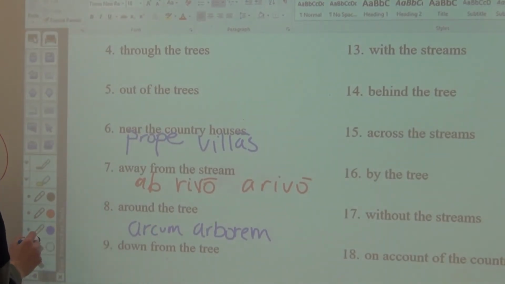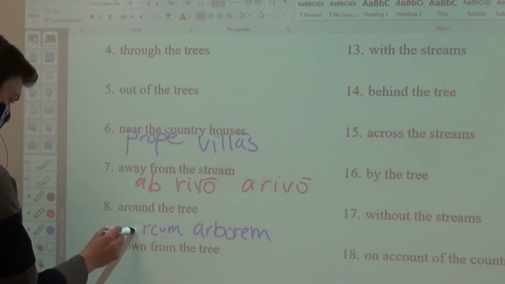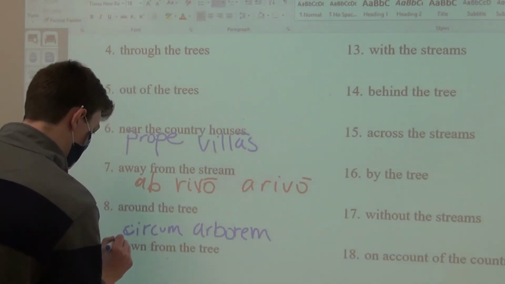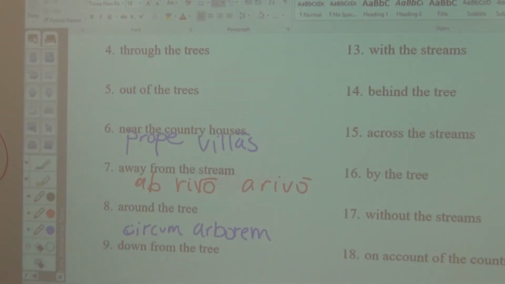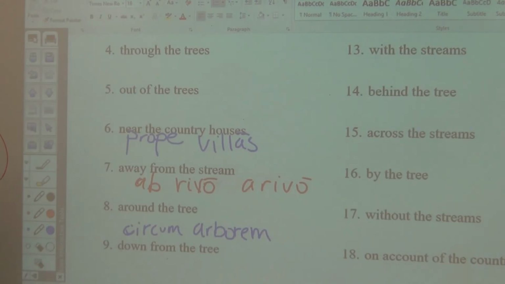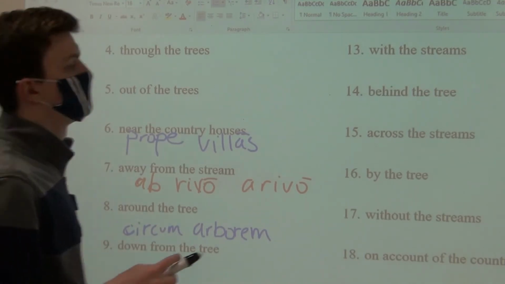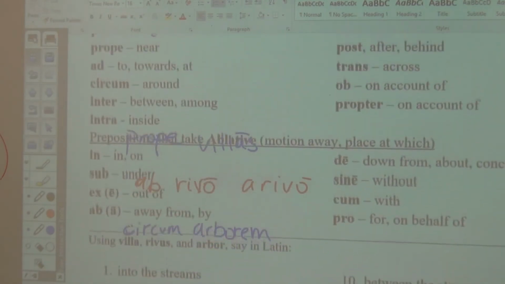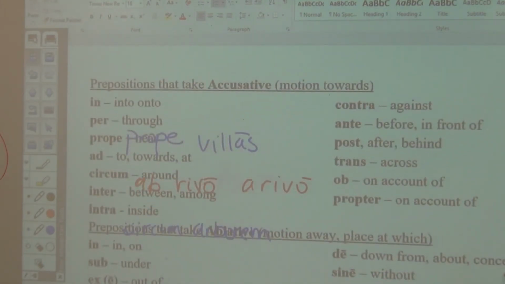This looks like an A. Hold on. Kirkum arborem. And then the last one down here, then we'll scroll back up. Down from the trees. We gotta look for down from. Come right here, and we see down from right here is the ablative case. It takes the ablative case, I mean.